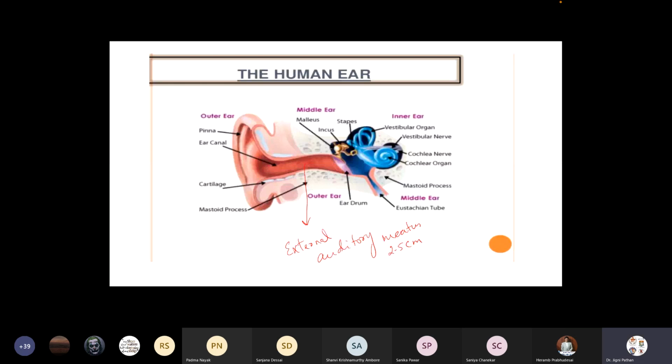Then comes the eardrum, middle ear. Middle ear starts with the eardrum. External ear ends at the eardrum. This is a tympanic membrane. Eardrum is tympanic membrane.